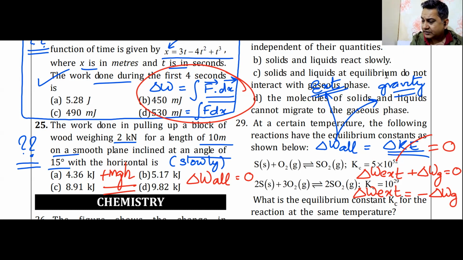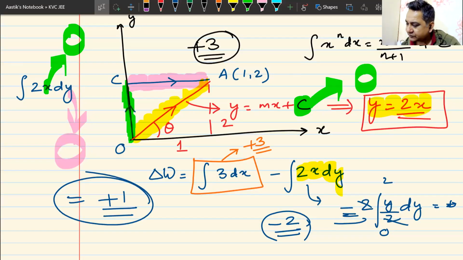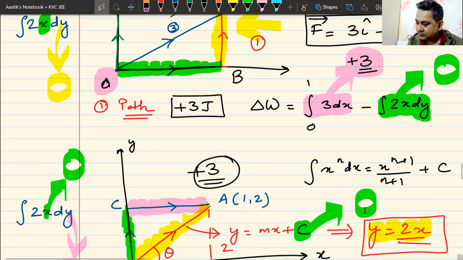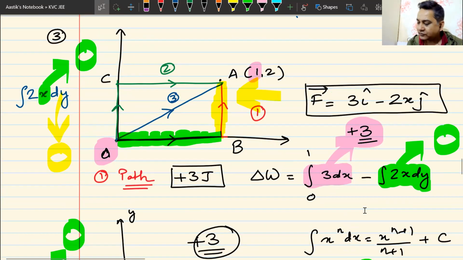And the question here comes. This is the question that I am talking about, in which I definitely made a mistake. Now the question is what mistake I made. Let us first have a look at the question. I had a force, 3i minus 2xj. Obviously, this is a non-conservative force. We are supposed to find the work done in different parts.